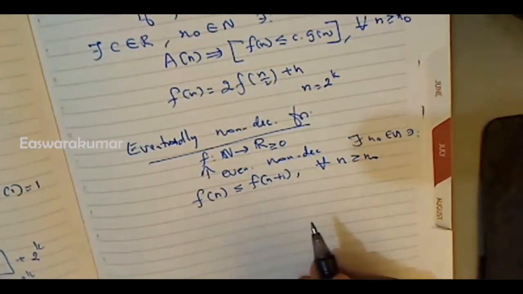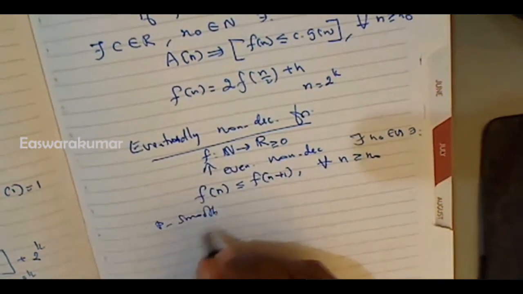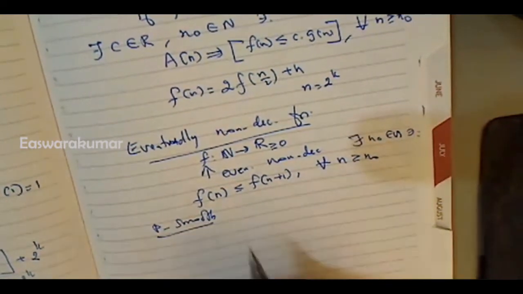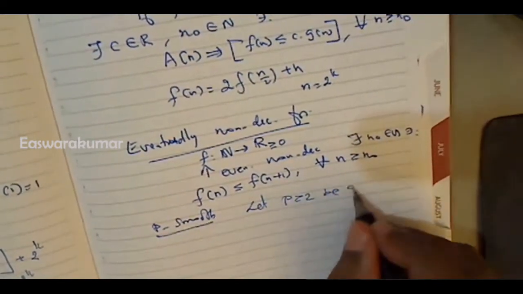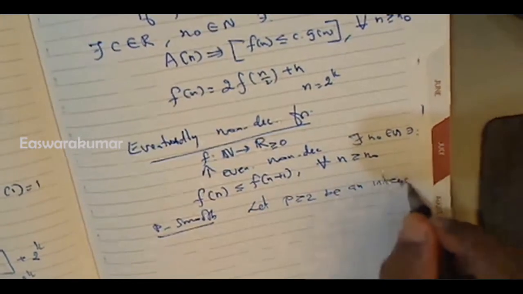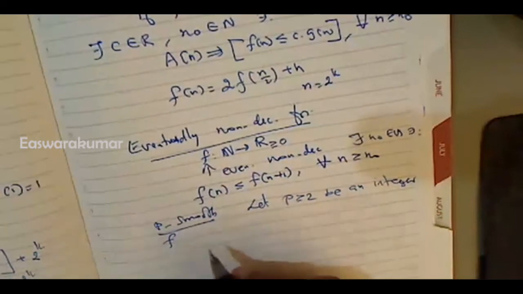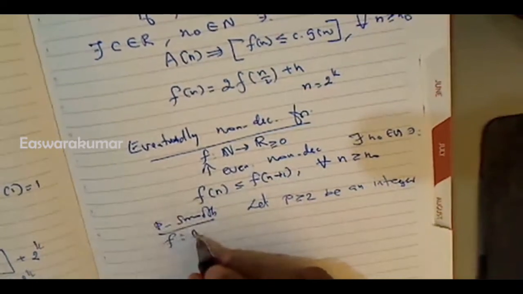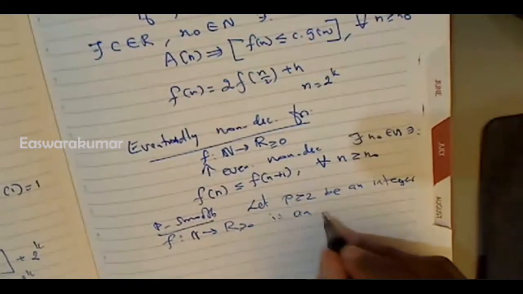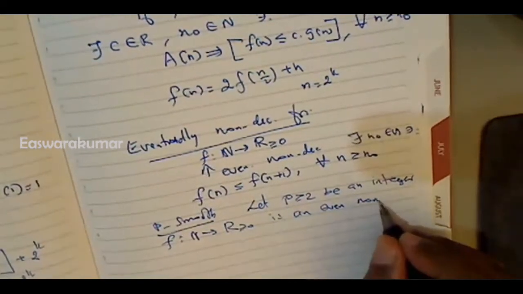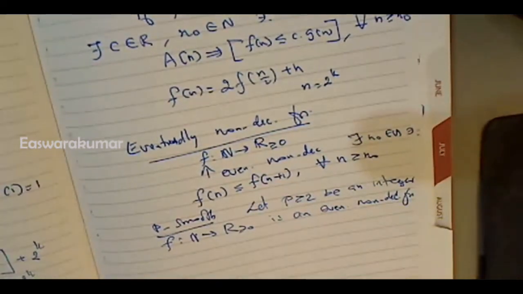And one more definition is called p-smooth. So here, let p greater than or equal to 2 be an integer, and let us assume that f from the set of natural numbers to the set of non-negative real numbers is an eventually non-decreasing function. Okay, already we have seen what is an eventually non-decreasing function.